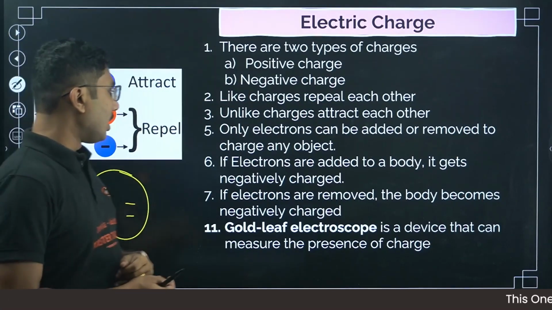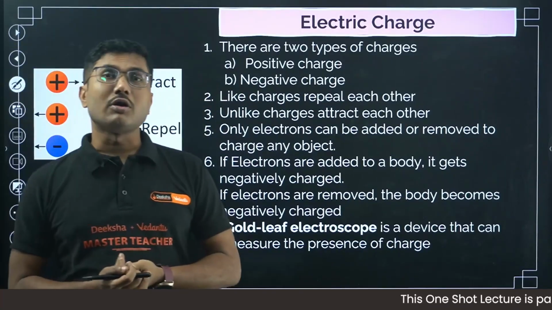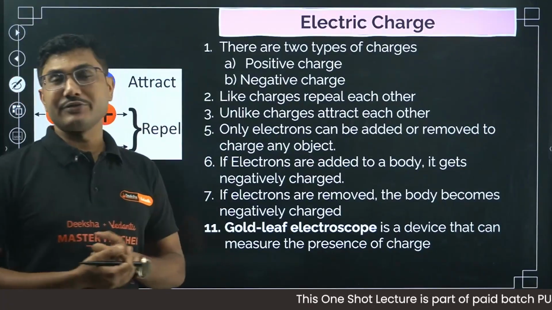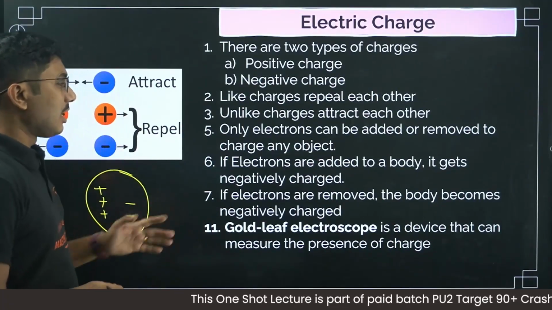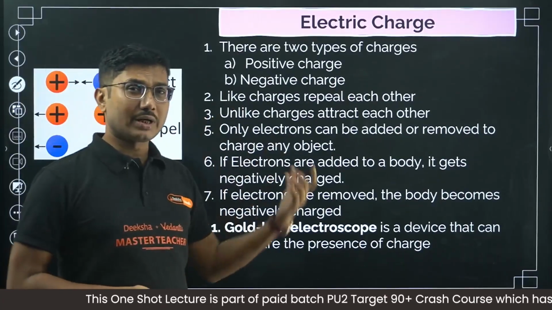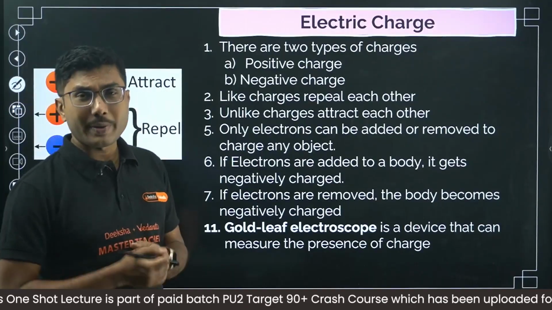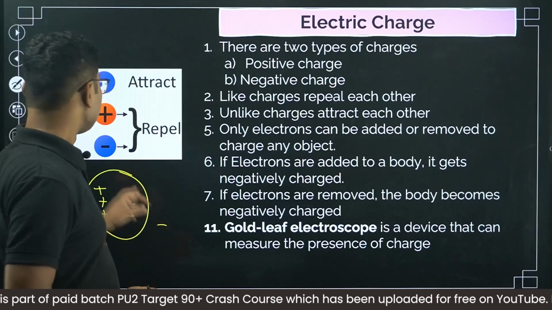Now how can we detect whether an object is charged or not? For that, the gold leaf electroscope is a measuring device which can tell if the object is charged or not. It is a very simple design, and I hope you have studied it in your lower classes. Not super important, but just for information, a gold leaf electroscope can be used to determine the presence of charge.